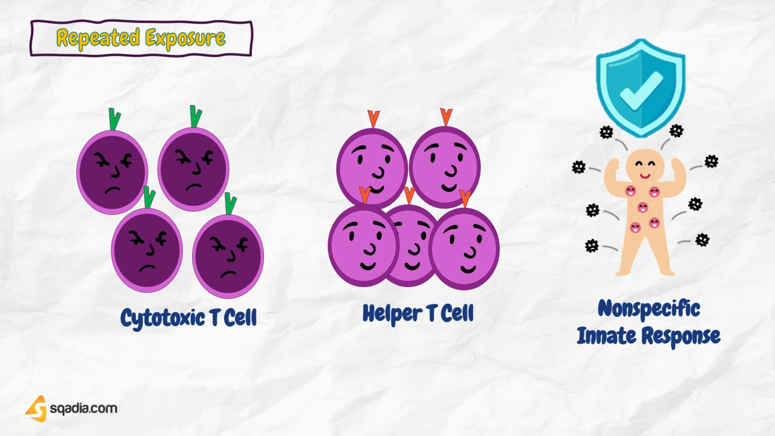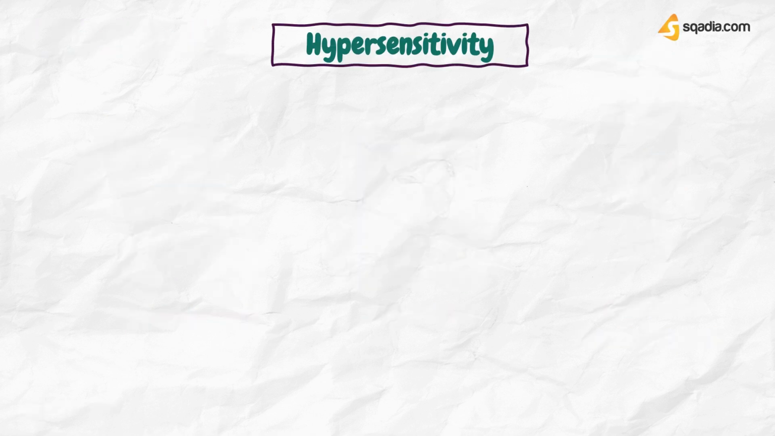As a result, the immune response of a person improves with repeated exposure, as the invading pathogen is instantly recognized by the memory cells and a cell-mediated response is triggered rapidly. The triggering of the innate response also helps greatly in the host's defense. Cellular immunity is also the mechanism behind delayed hypersensitivity.